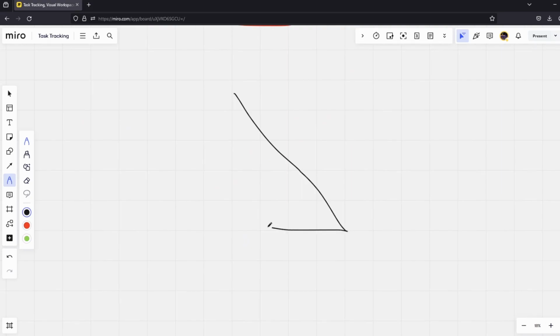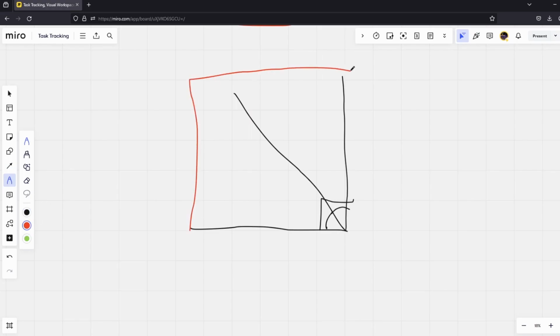But we are going to extend this to get here a 90 degrees angle, and here to get 45 degrees angle. Now we can actually close this shape to get a square, and now we're going to start using Pythagorean theorem.